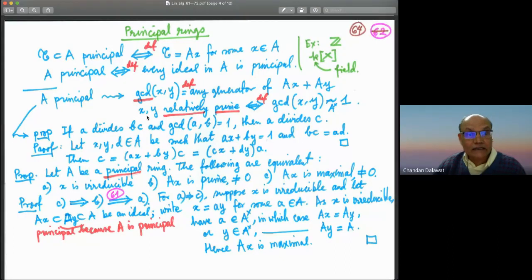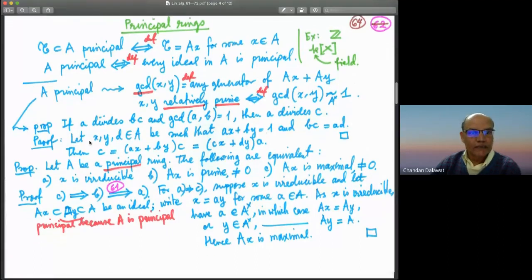And you say that x and y are relatively prime if their GCD is a unit. That amounts to saying that Ax plus Ay is equal to the whole ring A.